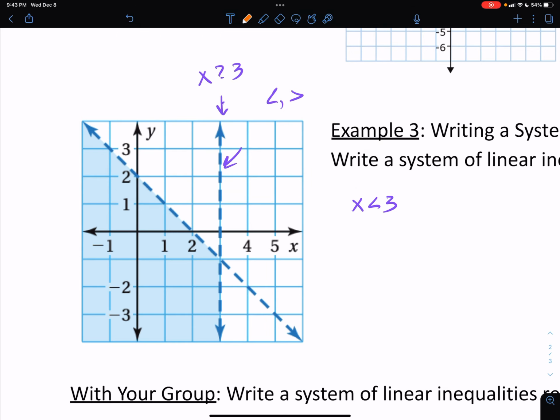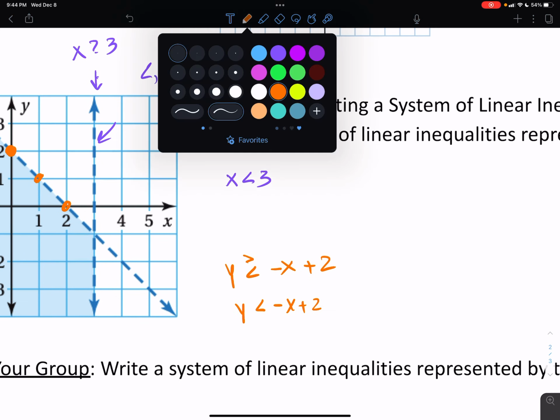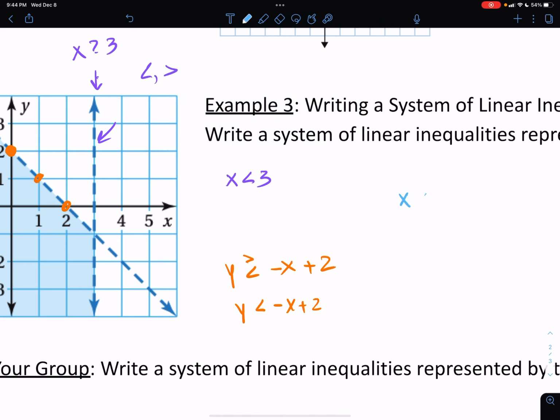Now, let's do the other one as well. Looks like the y-intercept is 2, so it's going to be y is something 2. It's going to be greater than or less than. Why? Because once again, it's a dashed line. Looks like the slope is negative 1. So it's going to be y blank negative x plus 2. And once again, because it's shaded below, it must be y is less than negative x plus 2. So my system of inequalities is x is less than 3 and y is less than negative x plus 2.